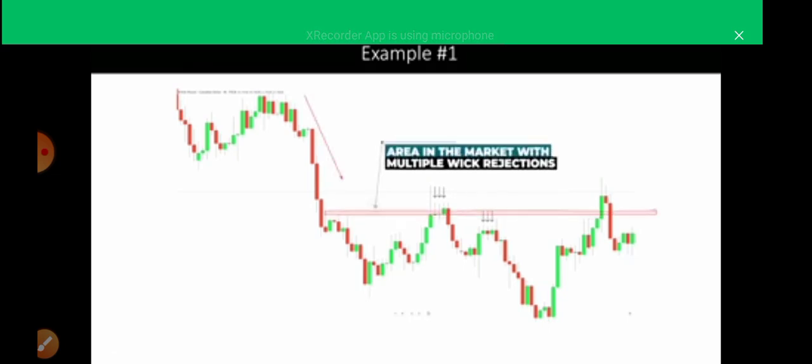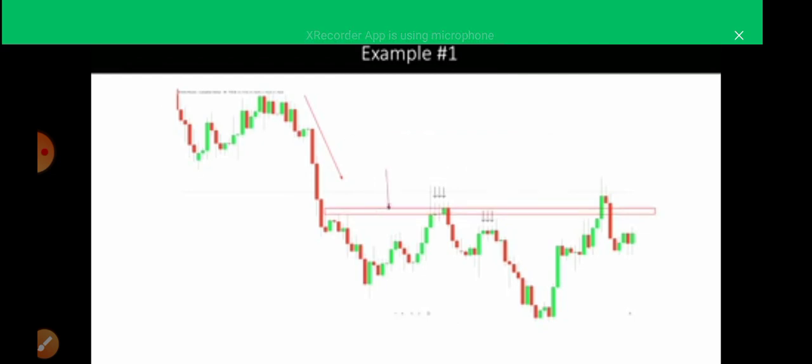So taking a look at example number one, we can clearly see that the overall structure of this market was pushing bearish. Now, at this stage, you can see an area in the market where price is creating multiple wick rejections. Now, until price starts to break above a key level in the market, there is a strong indication that the market is still continuing bearish, but at this stage, probably with less volume.